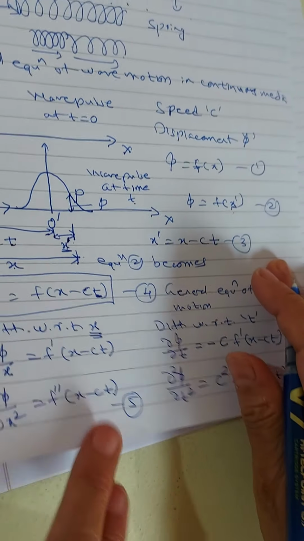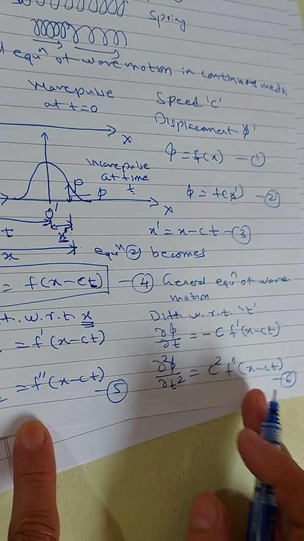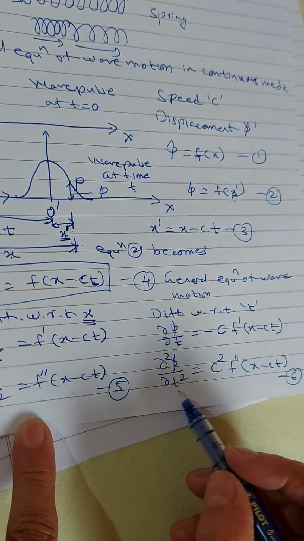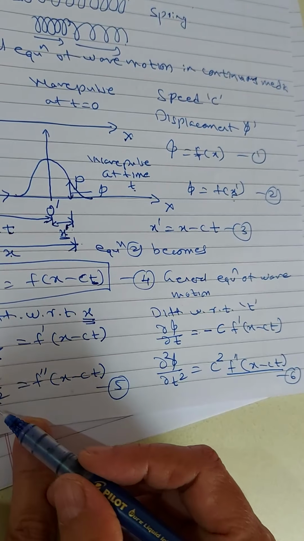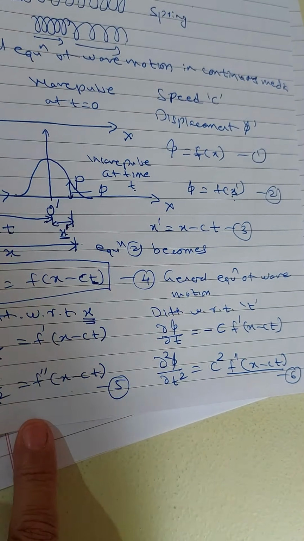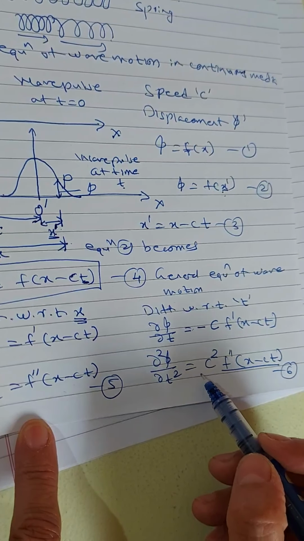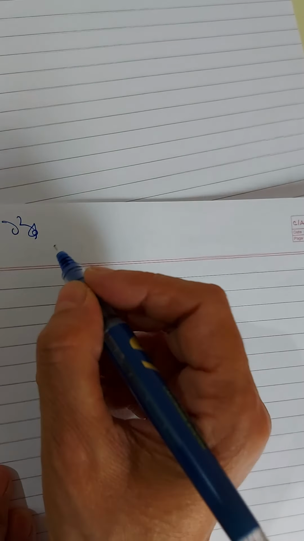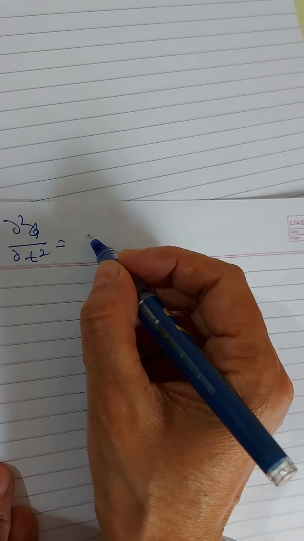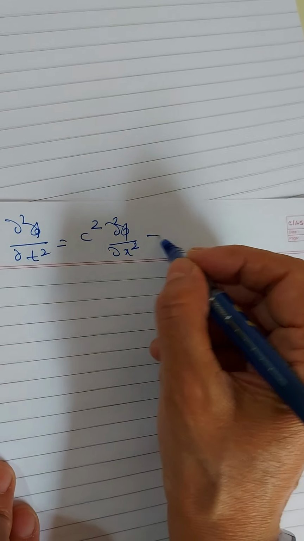Equation number 6. Now if you look at equation number 5 and equation number 6, I can make the comment that dabba square phi by dabba t square is nothing but c square dabba square phi by dabba x square, because this value comes from equation 5. So with confidence I can write dabba square phi by dabba t square is equal to c square dabba square phi by dabba x square. That will be my equation number 7.